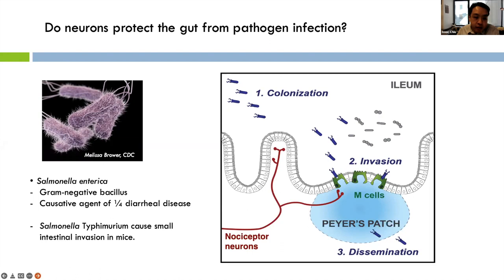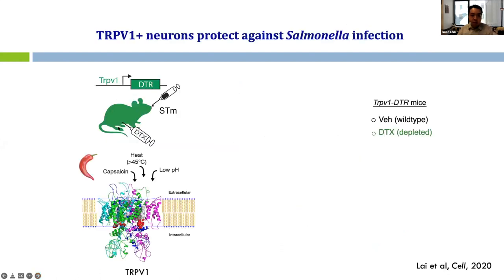In order to study that, we used a mouse strain called TRPV1-DTR. TRPV1 is a marker of nociceptors. It's a major ion channel that detects noxious stimuli, including capsaicin, the active ingredient in chili peppers, noxious heat, and also low pH. So we have a diphtheria toxin receptor under the TRPV1 promoter where we can target these neurons. And then we infected them with salmonella orally and looked at the outcome.